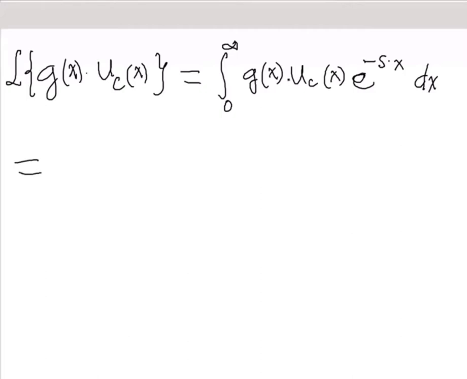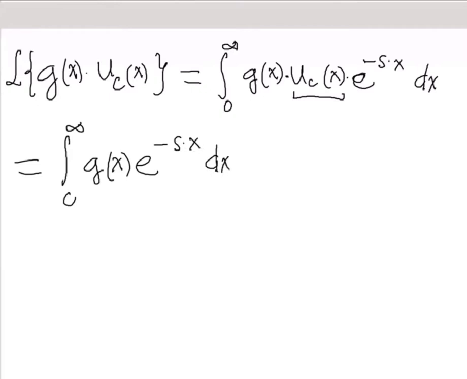As before, the function is 0 between 0 and c, so that will not contribute to the integral. Instead, we only have the integral from c to infinity. And on that interval, the factor u_c(x) here is 1. So we only have g(x) e to the minus s times x dx. Now to deal with this integral, we're going to use a substitution.